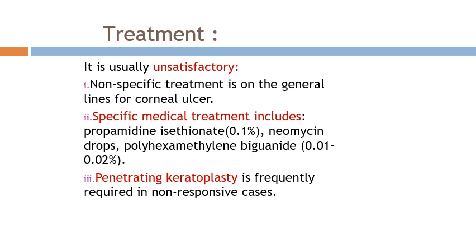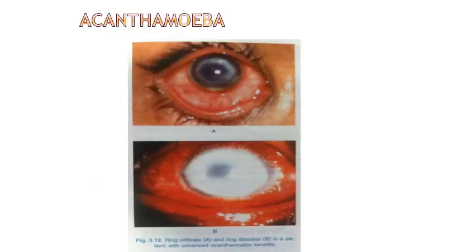Now this is all about the acanthamoeba. So this is a picture. You can make out the ring ulcers, and in the severe cases, the necrotic part of the corneal ulcer where the entire cornea is involved.